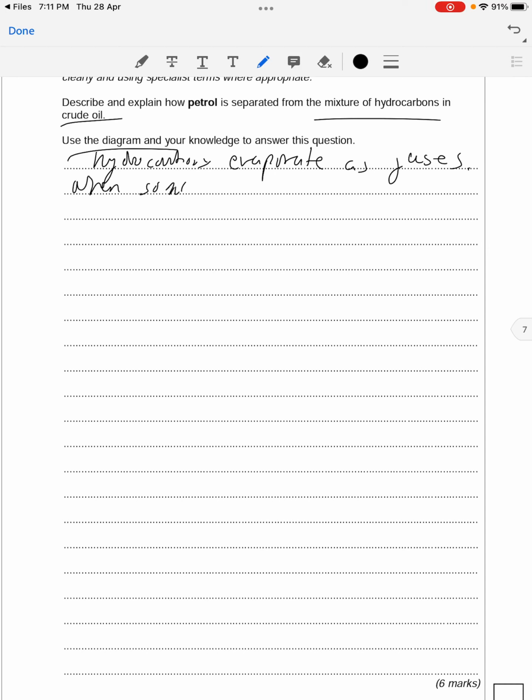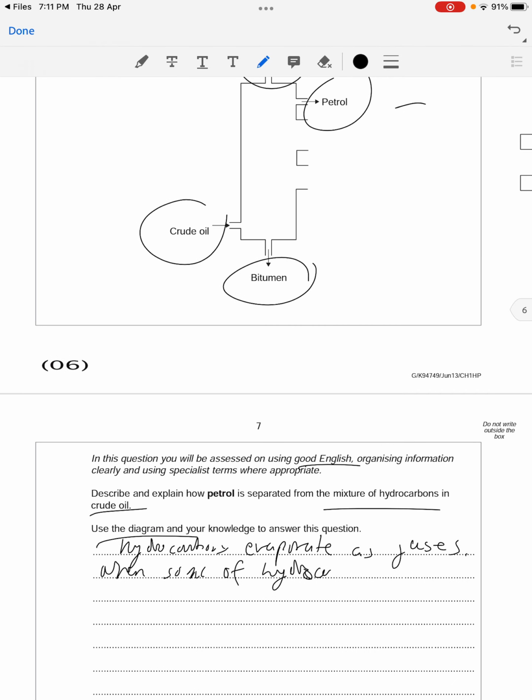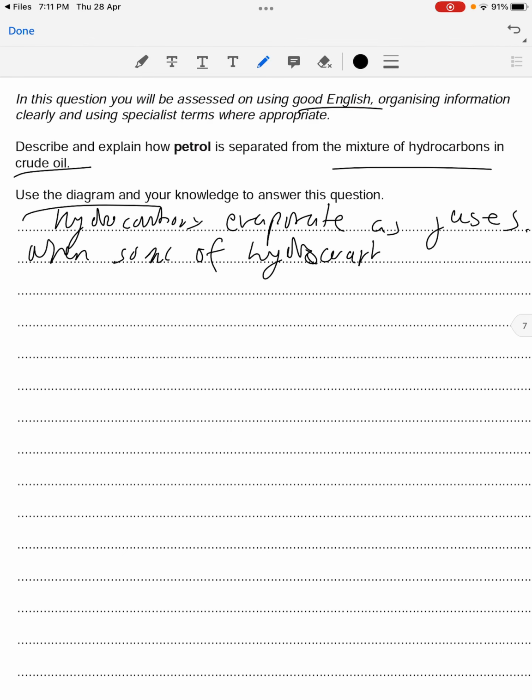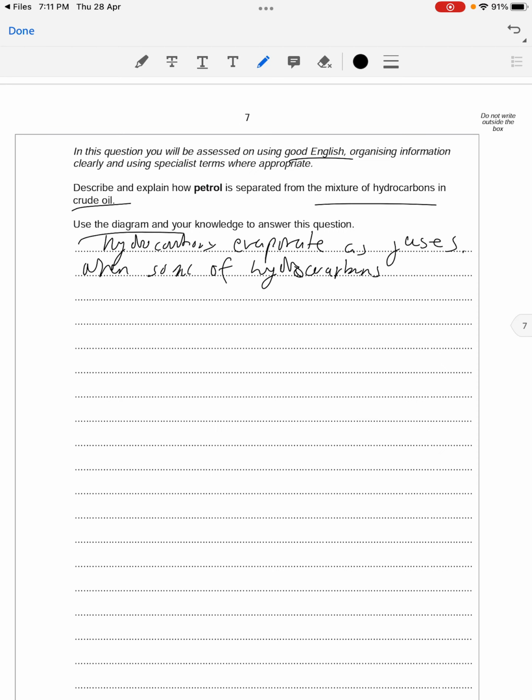So when some of the hydrocarbons, or you can mention the fractions in the hydrocarbons, fractions are just these portions, right? Petrol is a fraction. So when some of the hydrocarbons cool to their boiling point, they condense, right? They condense.